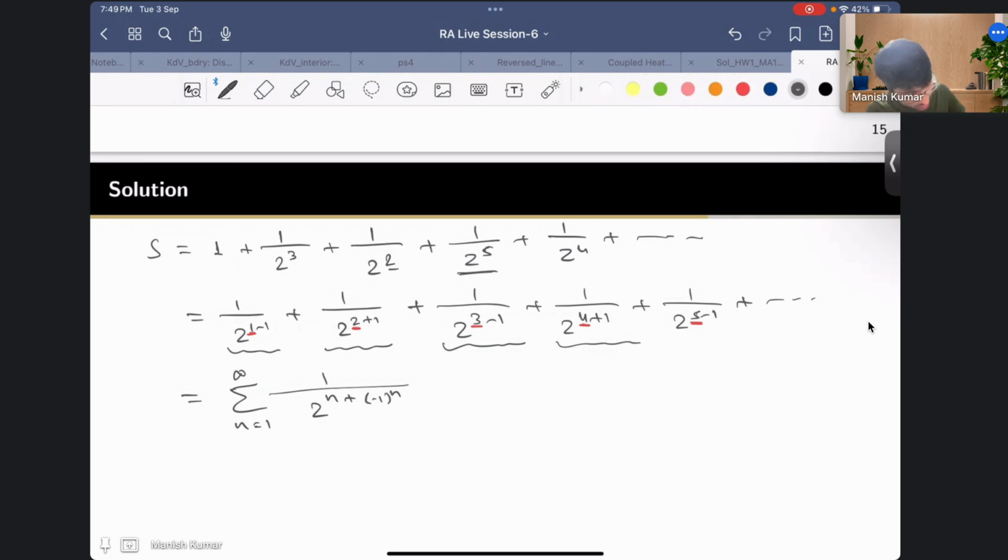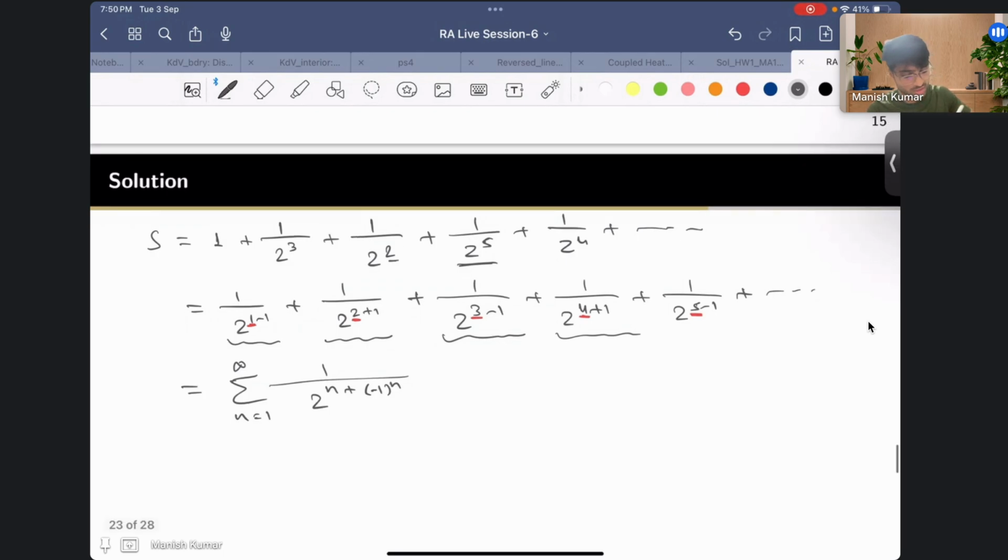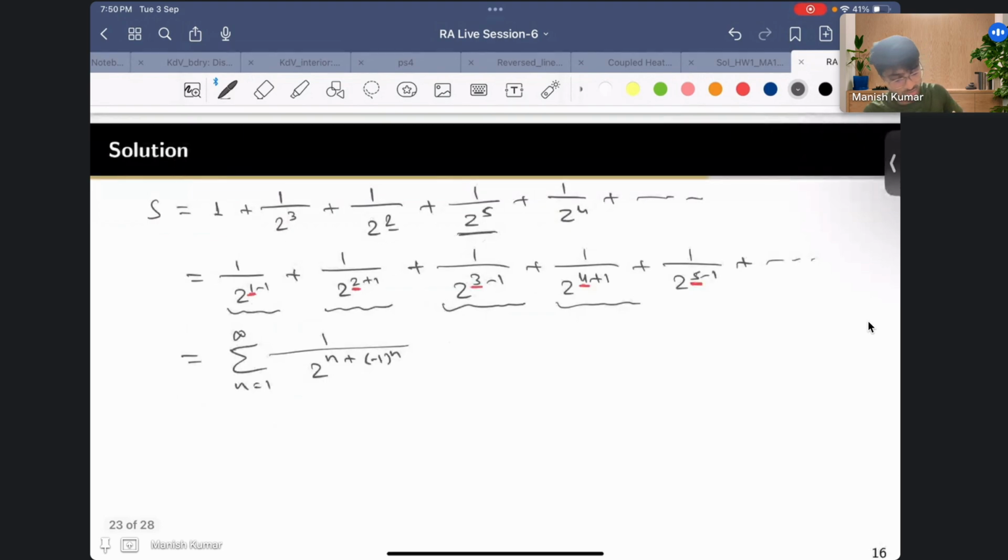Now it fits, because when n is odd this will be negative and then you are subtracting 1. When n is even, then you are adding 1. So you can write this in this fashion. So this series can be written in this way. Now you have to use some test. Can you think of some test, what test one should use?